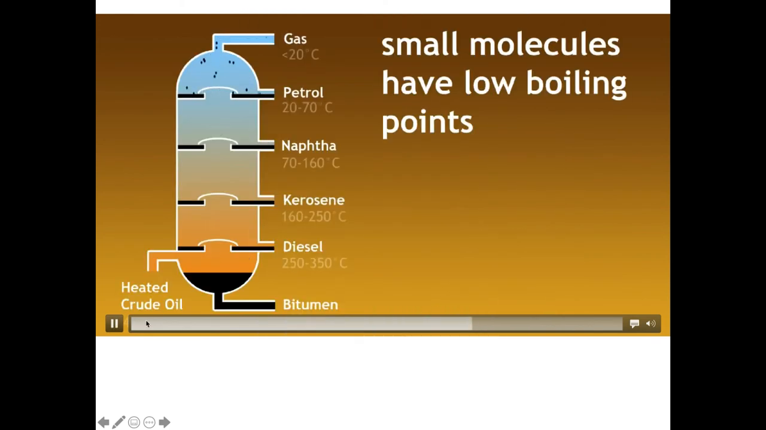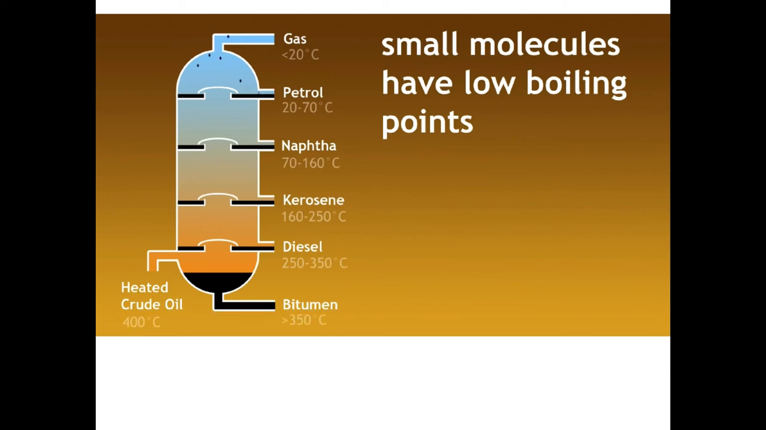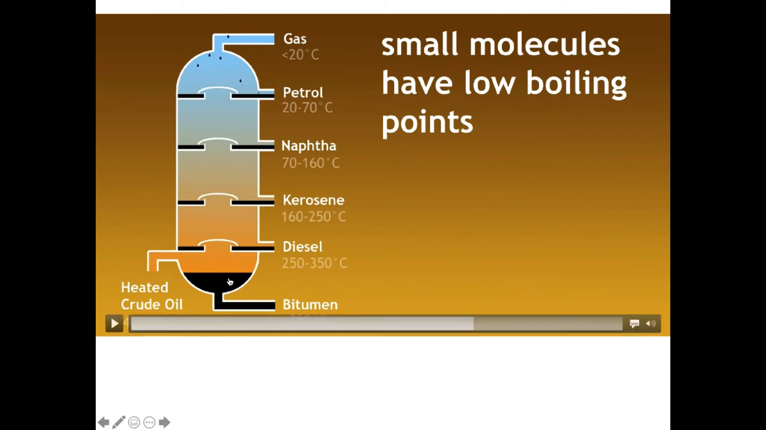And so what I want you to picture happening here is that heated crude oil comes in the bottom. It's all a vapor, or all of the individual hydrocarbons are a vapor or a gas. And from the bottom of the distillation column, it's hot down here and it's cold up here. And you can see the temperatures on the right side of the distillation column schematic.